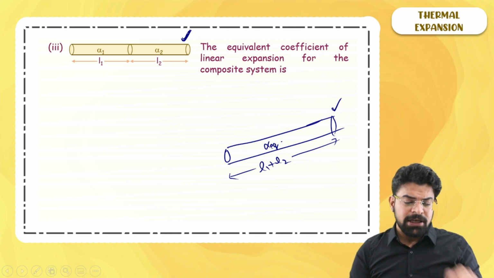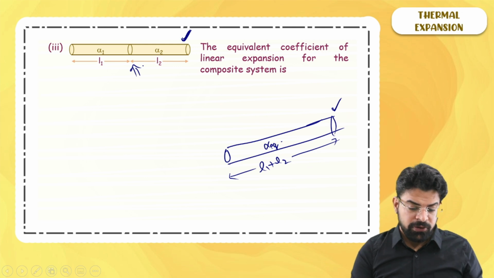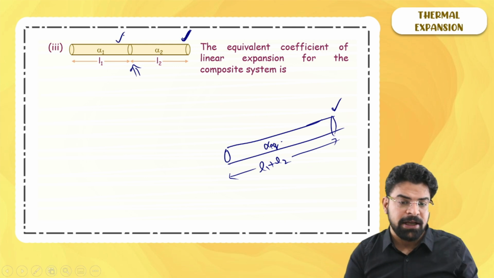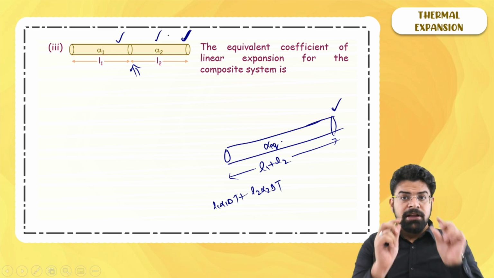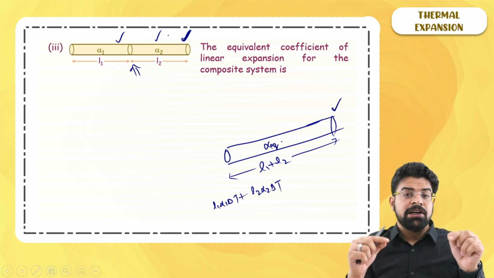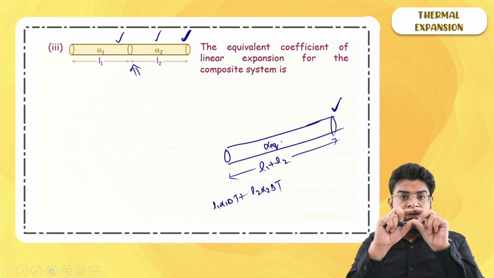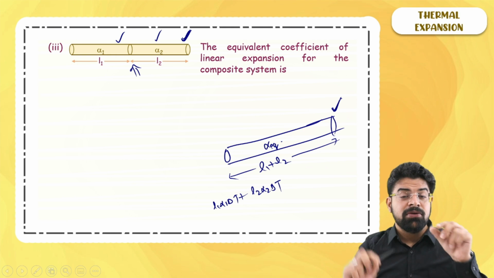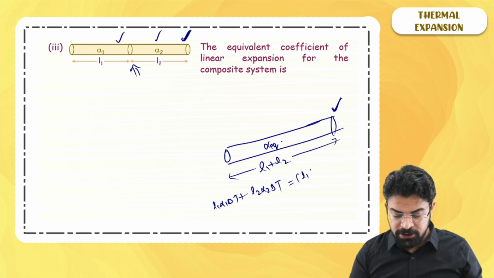On increasing the temperature here by delta T, the increase in length will be equal to the increase in the length of first rod plus the increase in the length of second rod. That will be L1 alpha 1 delta T plus L2 alpha 2 delta T. This is the increase in the length of this composite system on increasing the temperature by delta T, and this has to be equal to the increase in the length of the single rod of length L1 plus L2 having coefficient of linear expansion alpha equivalent. So this has to be equal to L1 plus L2 into alpha equivalent into delta T.